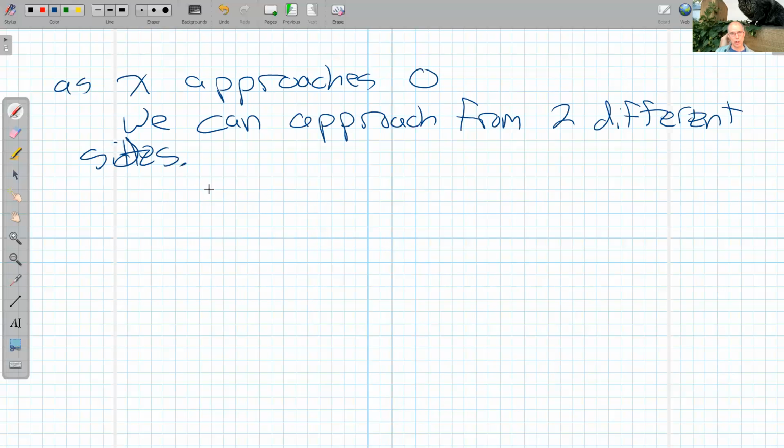So something like the limit as x goes to 0 of some function of x, this right here is called a two-sided limit, because I'm not saying I'm on the left side or the right side as I approach. So, two-sided.